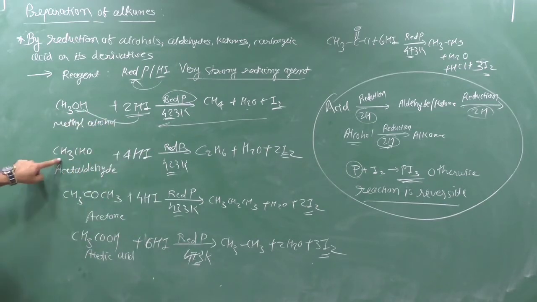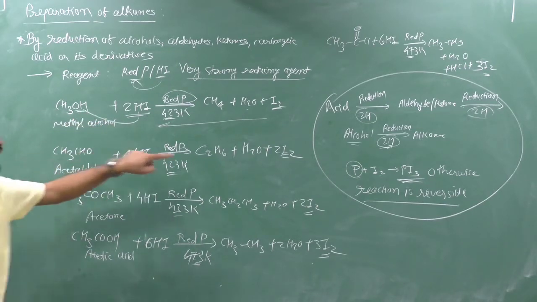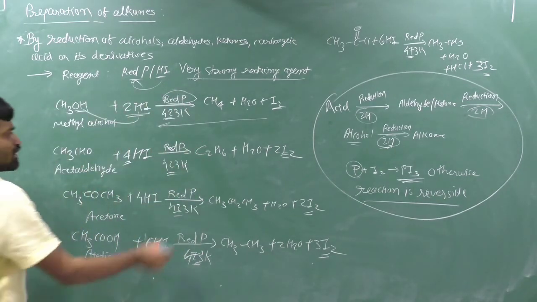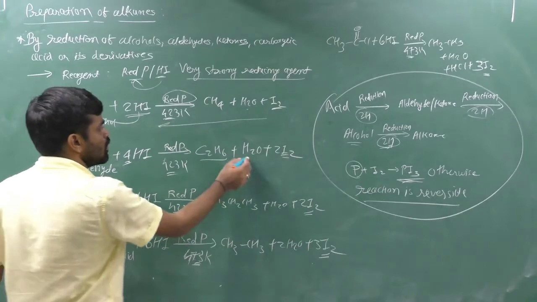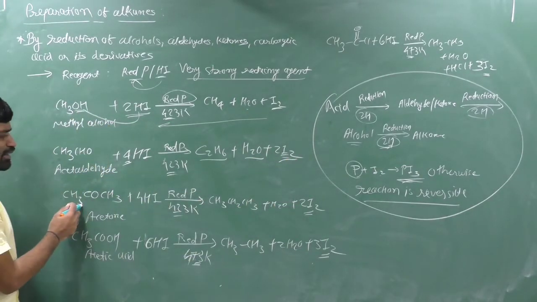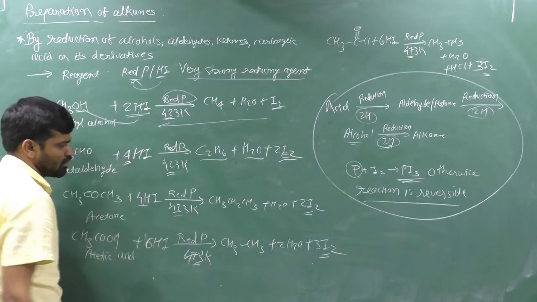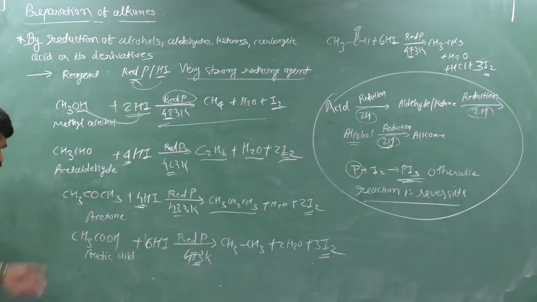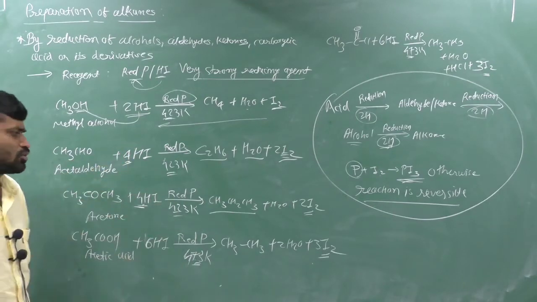Clear? For converting aldehyde to alkane, we require 4 hydrogen. Therefore you can use 4 times HI. It gives ethane plus H2O plus 2I2. It is very simple. If we have a ketone, we also require 4 hydrogen. Clear? CH3 CH2 CH3, the C double bond O is reduced to CH2. Same.